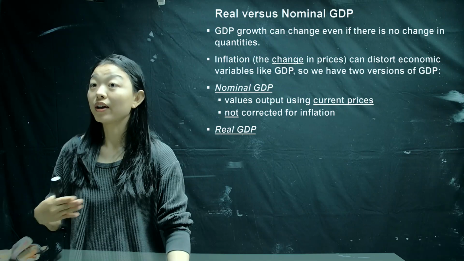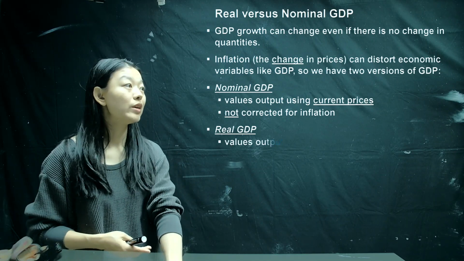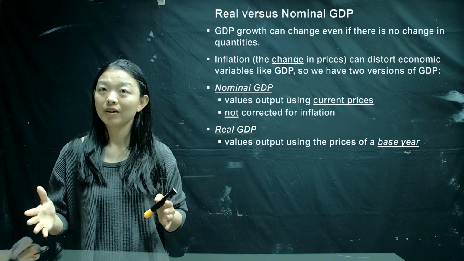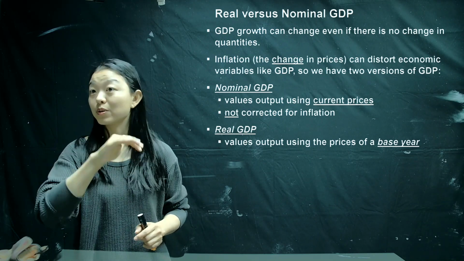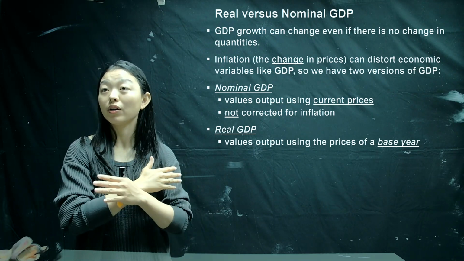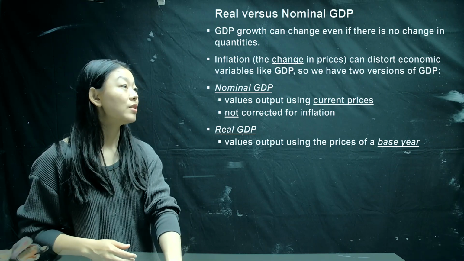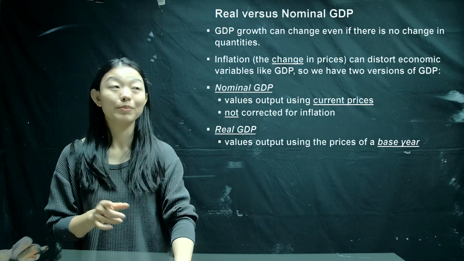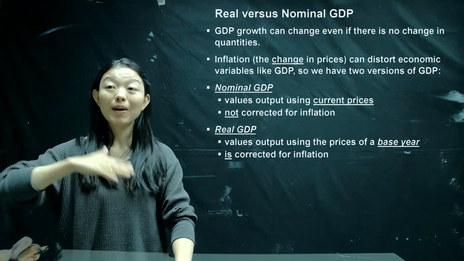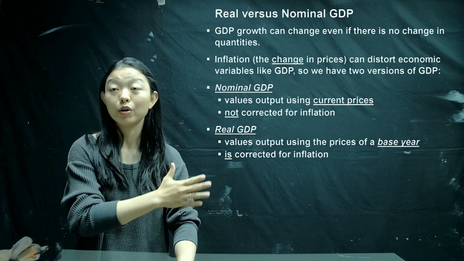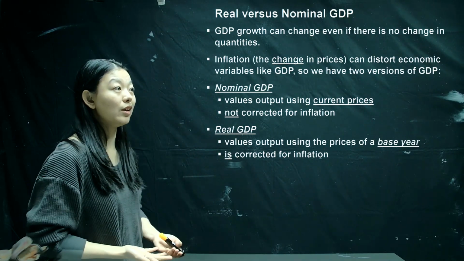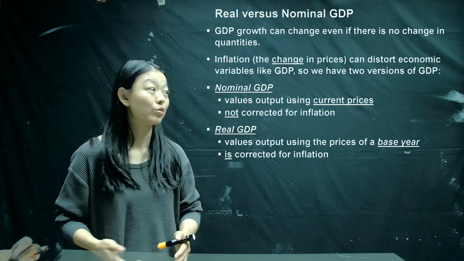Another type of GDP which we care more about is real GDP. Real GDP values the output by using the price of a base year. So we take one year as the base year, and we use the price for this base year when we compute the GDP for different periods. As we use the base year price, no matter which year we compute a real GDP for, we use the base year's price. Therefore, real GDP corrects for inflation.